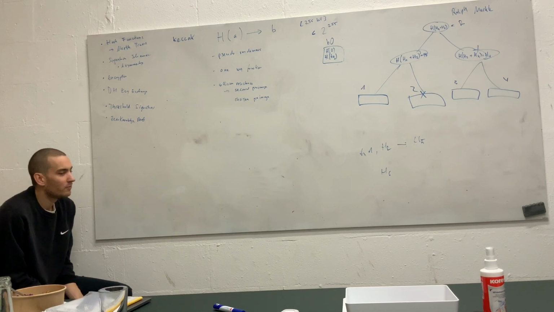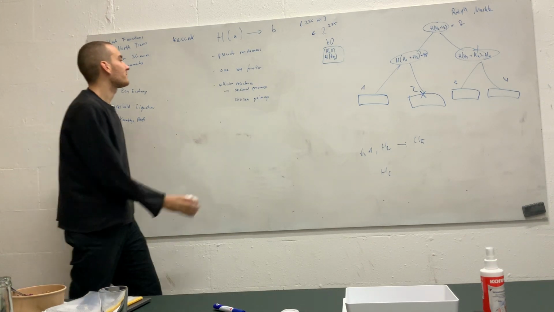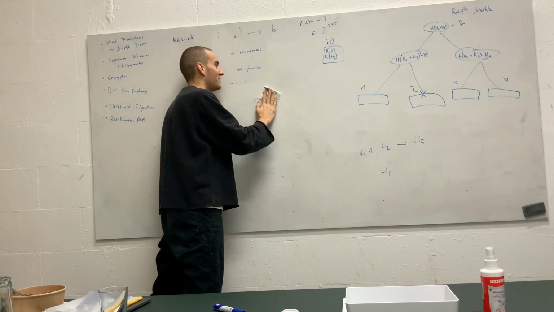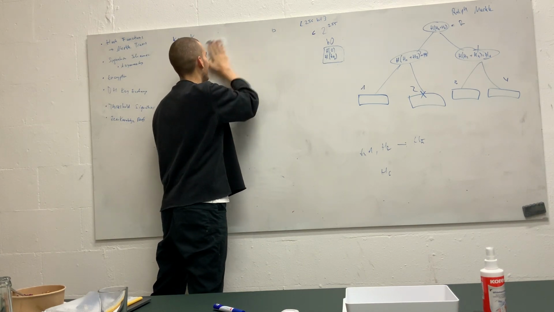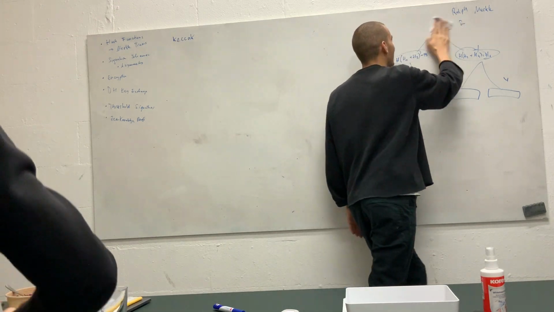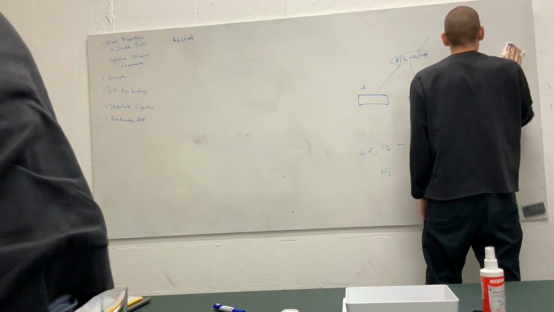Okay, so then any last questions about hash functions and Merkle trees? Okay.